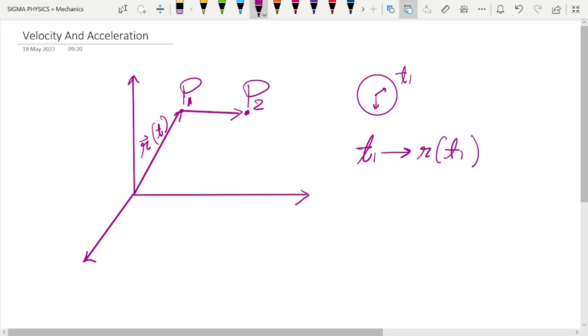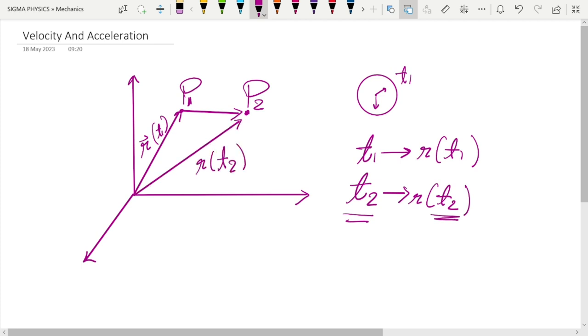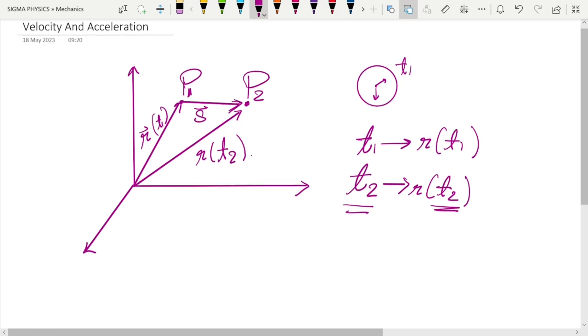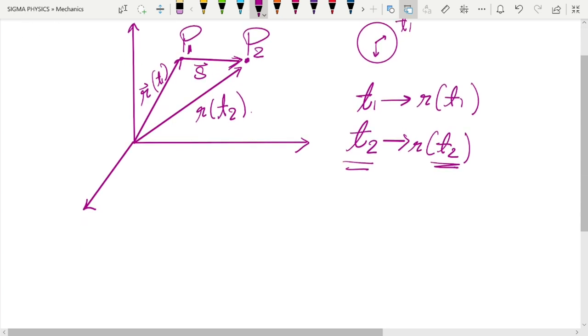Similarly, at some later time, after some time, the time will change. So if at 4 o'clock the body was at P1, then maybe after 1 minute, that is 4 o'clock and 1 minute, the body is at r of T2. So I'm calling that time T2. So at some later time T2, the body is at r of T2. So the position vector of P2 is nothing but r of T2, and this vector we learned last time was the displacement vector.